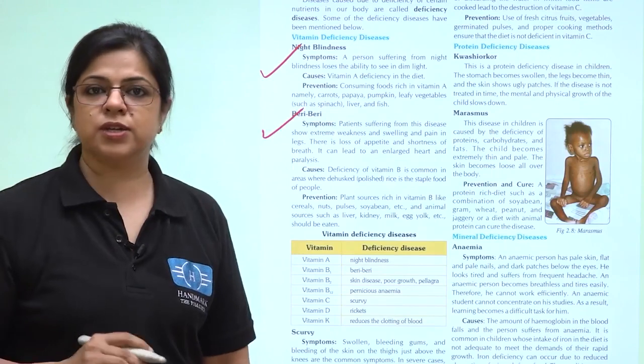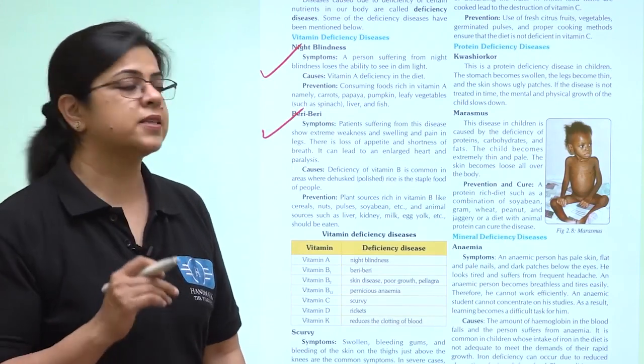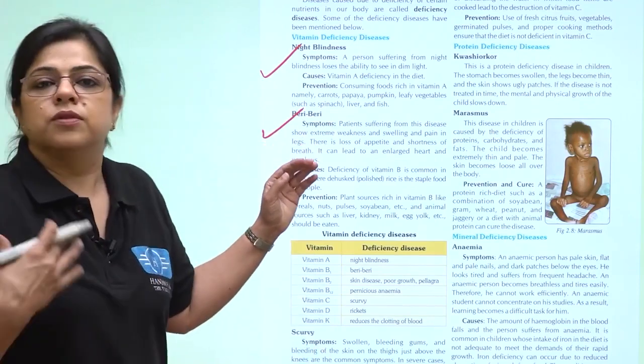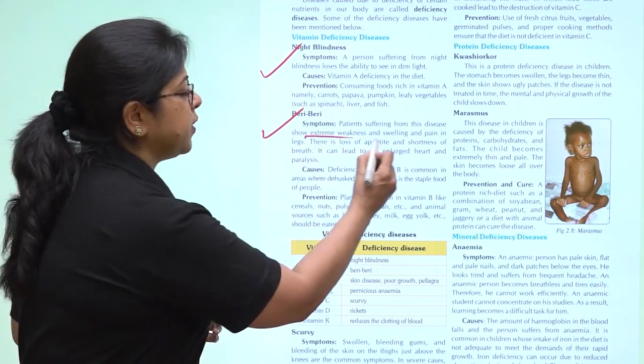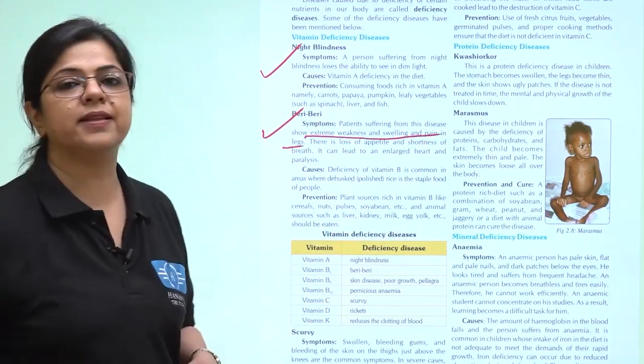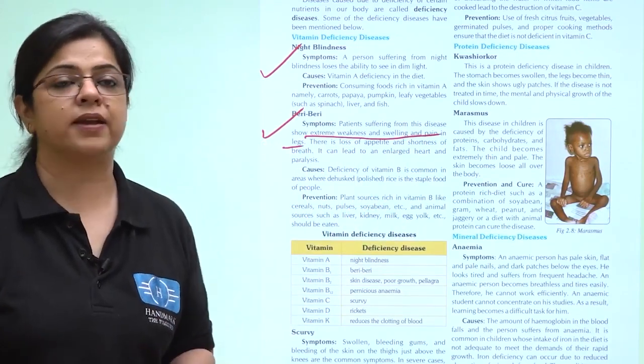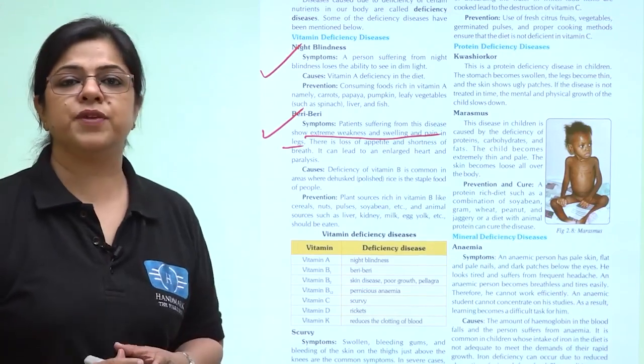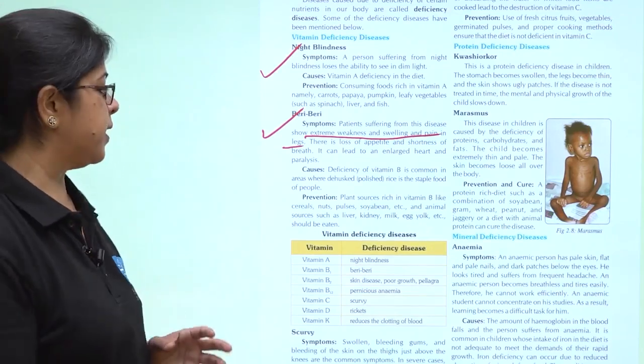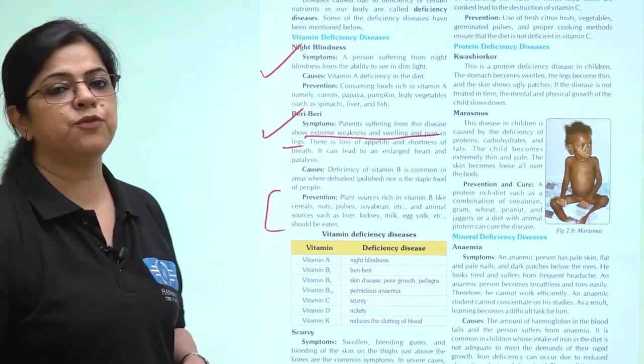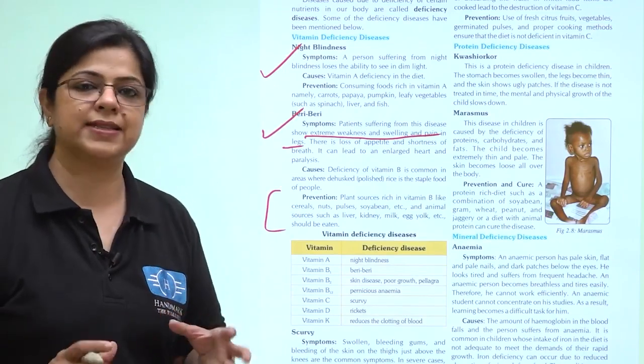Beriberi is a condition in which the person is unable to do a lot of work. There is extreme weakness, there is swelling and pain in the legs, there is also loss of appetite. Beriberi is a result of deficiency of vitamin B1, and vitamin B1 is obtained from cereals, nuts, pulses, etc.